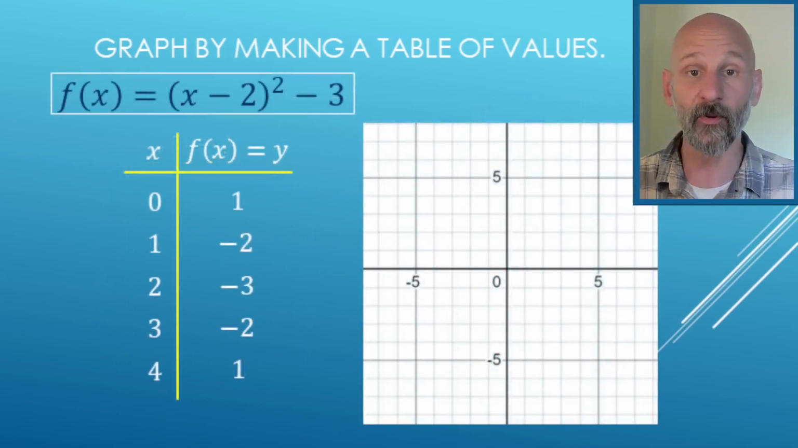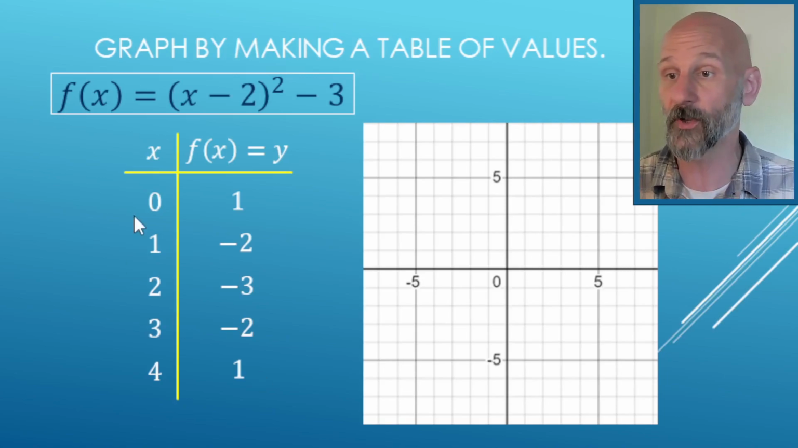Now that we have our table of values, now we can go and plot some points. Here we go. 0, 1 is going to go right there. And then 1, negative 2 is going to go right there. We have a 2, negative 3, 2 on the x, negative 3 on the y, right there. 3, negative 2, and then 4, 1.